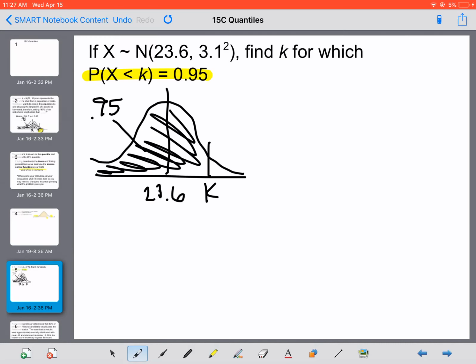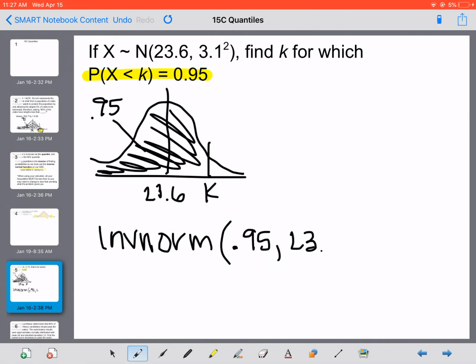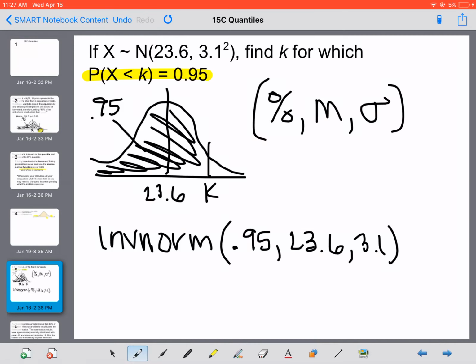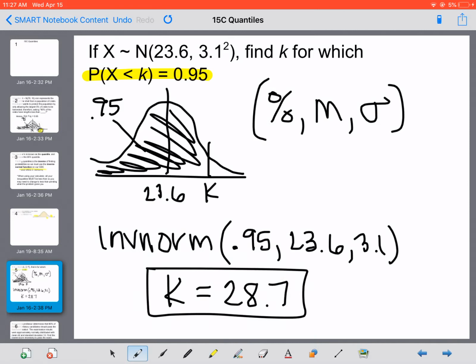So you're going to go second vars, but now you're going to do inverse norm, which is number 3, and it's going to be your percentage, so 0.95, and then your mean, which is 23.6, and then your standard deviation, which is 3.1. It's always going to be percent, mean, standard deviation. That's always how you're going to put it in. And so in this case, k is roughly 28.7, rounded to 3 sig figs.